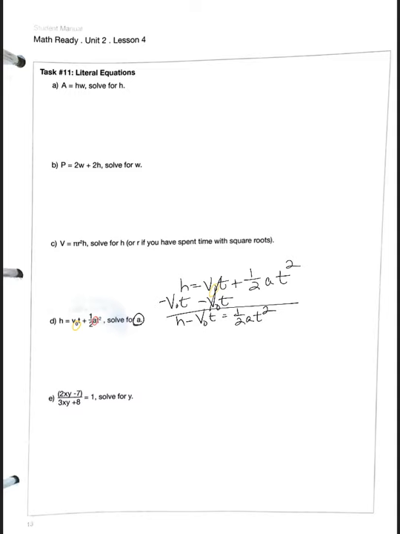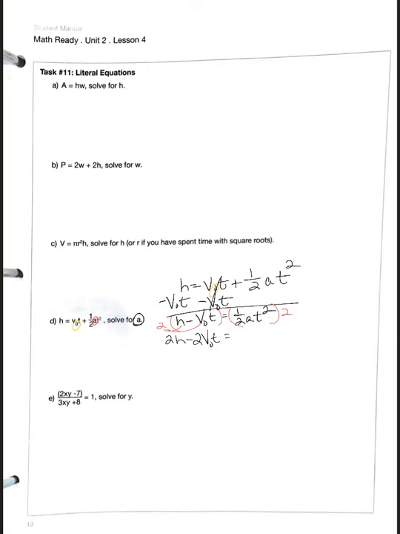Okay, now we're going to get rid of this fraction. The way you get rid of a fraction is to multiply everything by the denominator, which in this case is 2. So we're going to multiply this side by 2 and this side by 2. Okay, when you multiply this side by 2, you have to do distributive because you got two things. So that's going to become 2H minus the 2V0t.